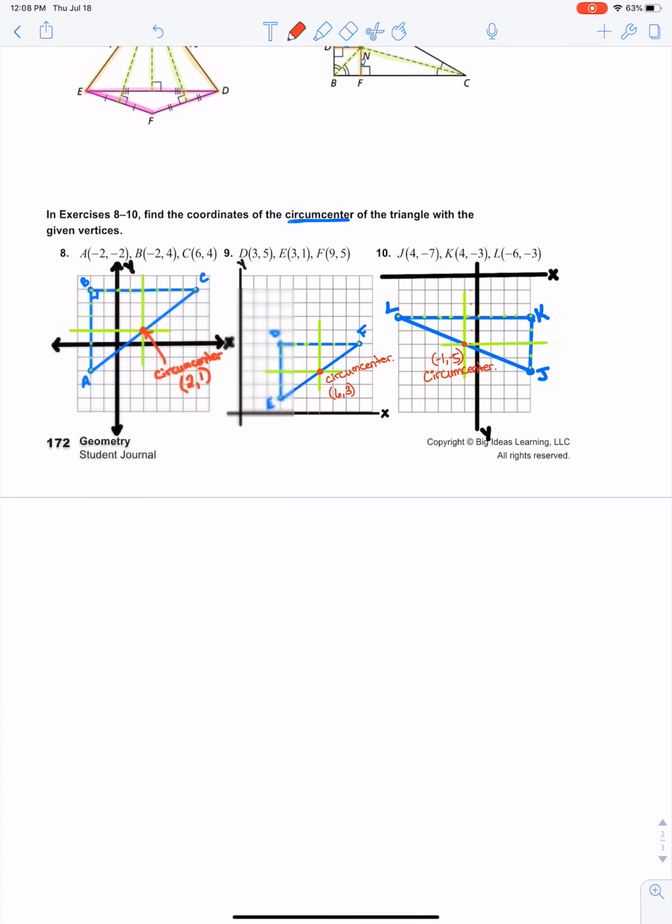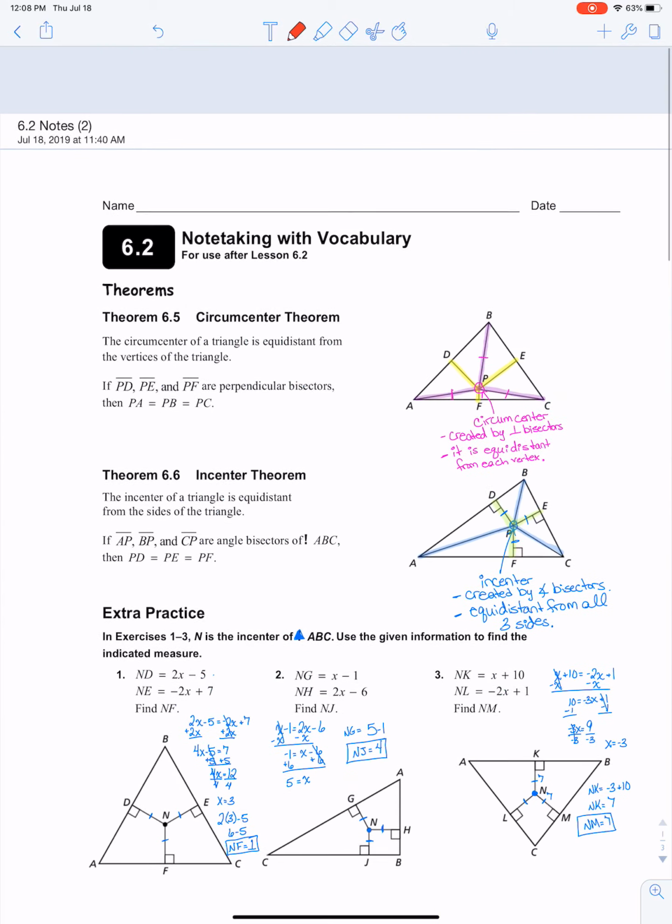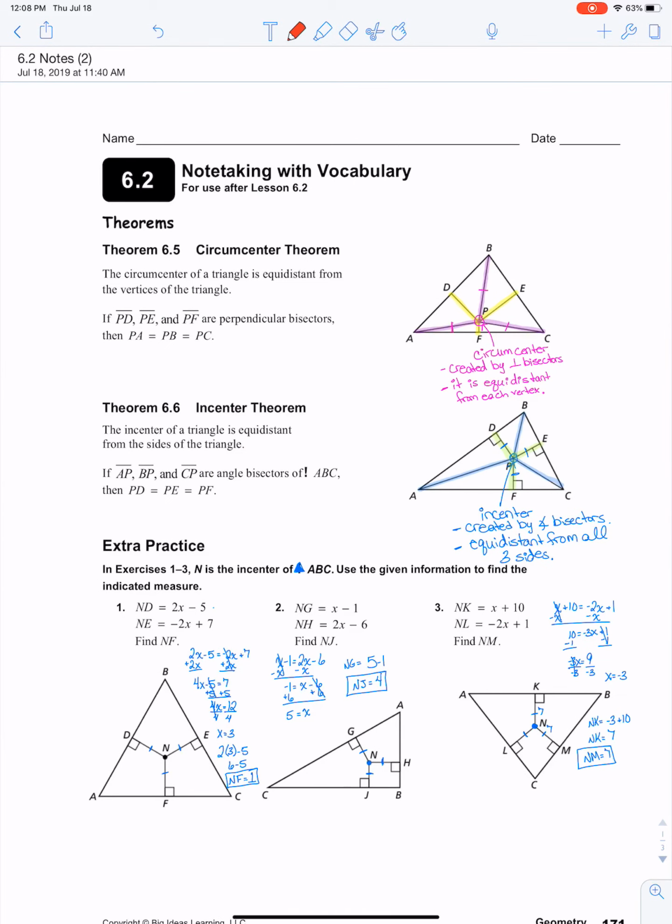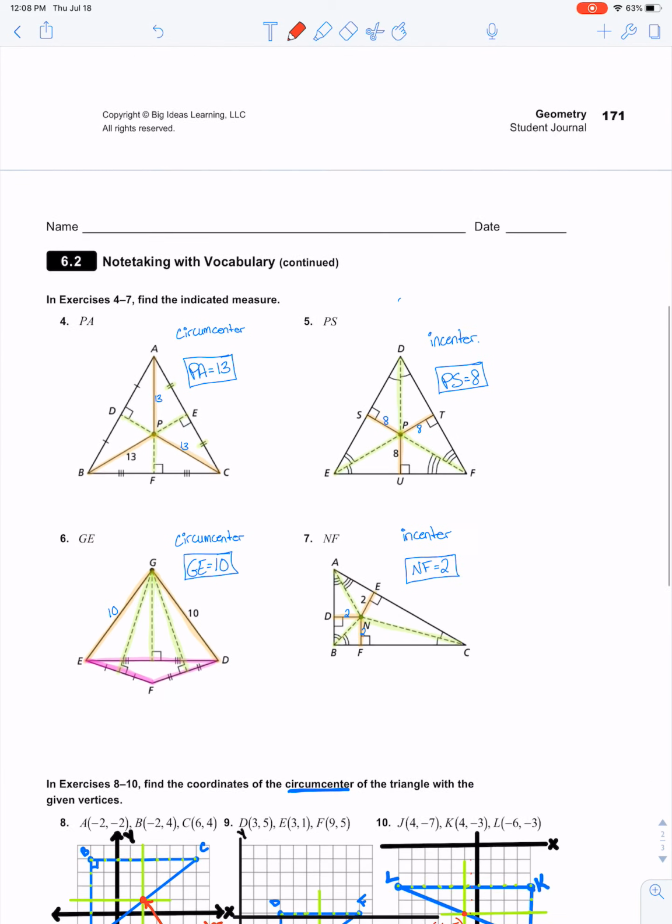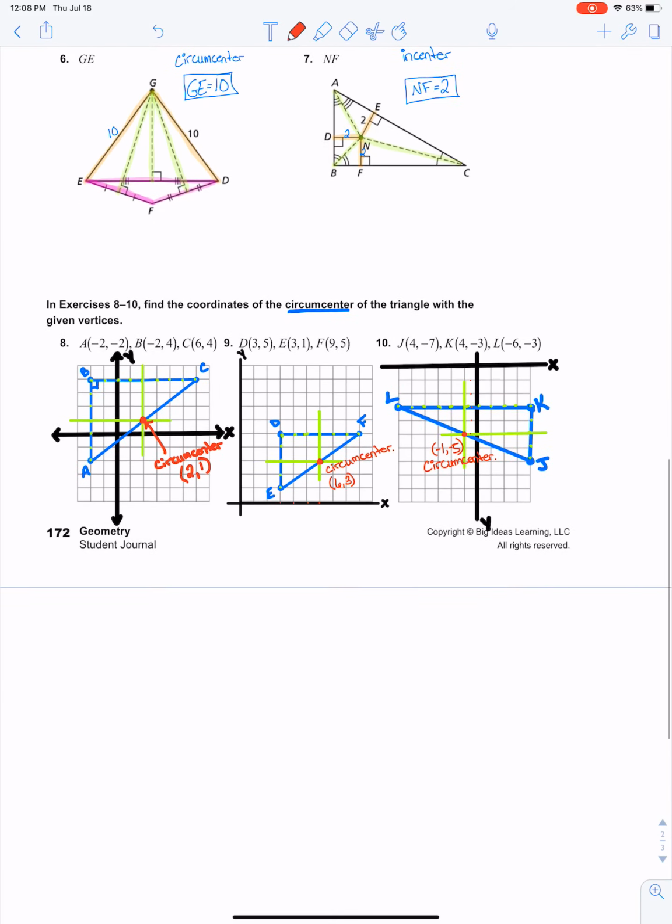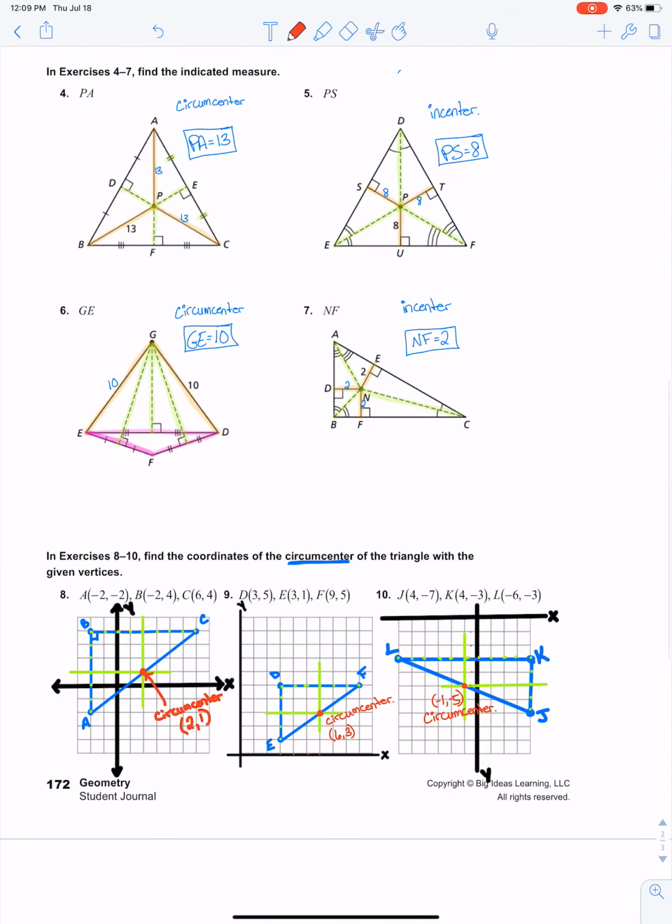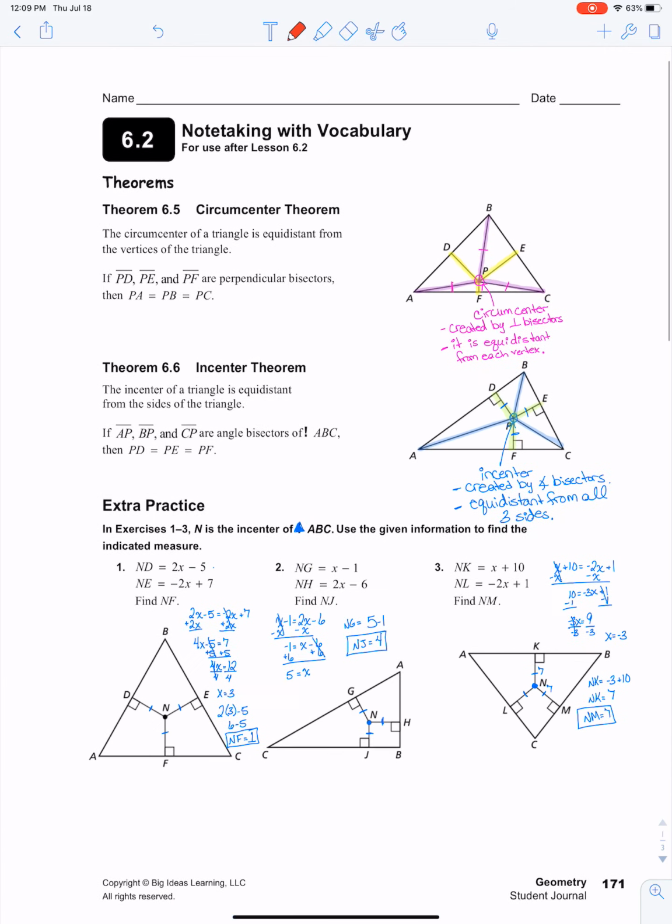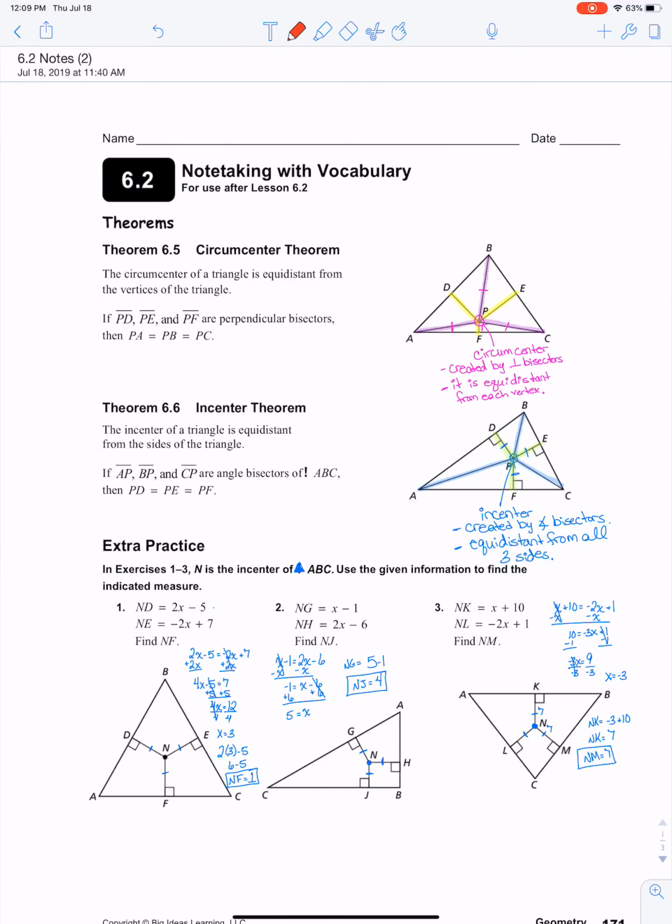So that, my friends, is chapter 6.2, circumcenters and incenters. 6.3 covers the centroid, and at the end of 6.3, I'd like to make a chart with you that outlines circumcenter, incenter, and centroid. All right, so I'll see you for 6.3.